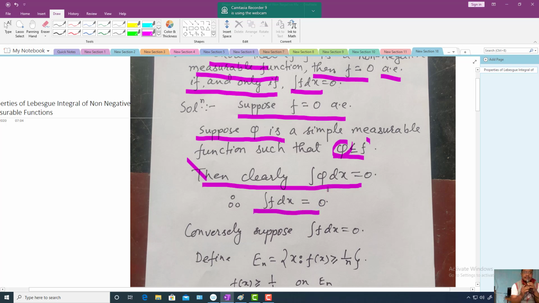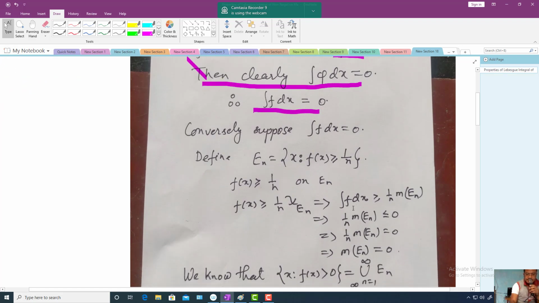Next, conversely, let us assume that the integration of a function f is equal to 0. The function is a non-negative measurable function, and its Lebesgue integral is equal to 0. Now let us prove that the function is equal to 0 almost everywhere. So conversely, let us suppose that the integration of f dx is equal to 0.